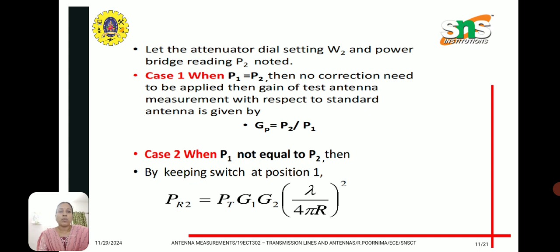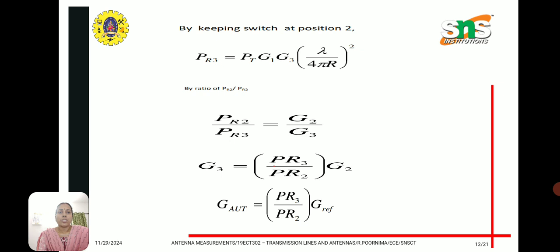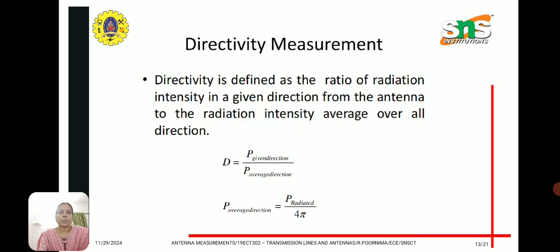When it is not equal, then keeping the switch at position 1, PR2 is calculated using PT into G1 G2 into lambda divided by 4 pi r whole squared. Similarly, keeping the switch at position 2, PR3 is calculated. So the ratio of PR2 divided by PR3 is equal to G2 by G3. From this G3 is calculated, and we can measure the gain of the antenna under test using this relation.